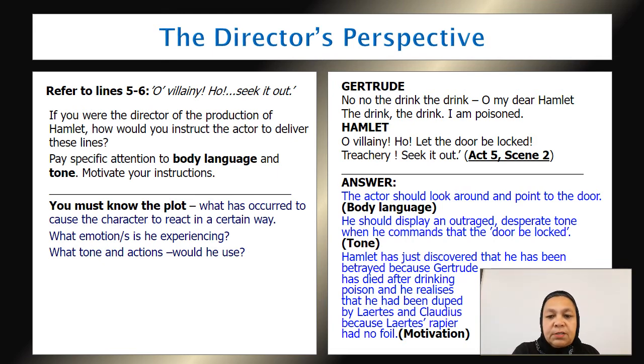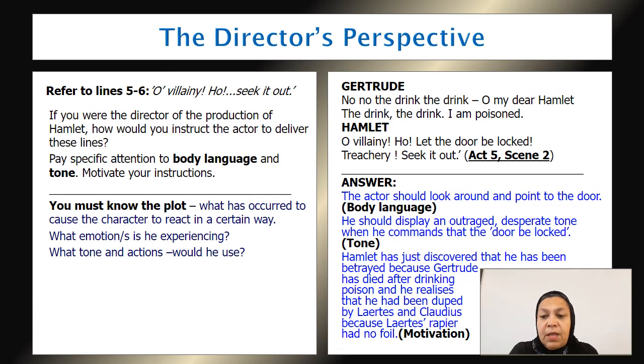What emotions or an emotion is the character experiencing? What tone and actions would the character then use? So it's not you merely just stating what you would tell the character, but you also have to explain, and in order to explain, you need to know the experiences of the character and what he or she is going through.